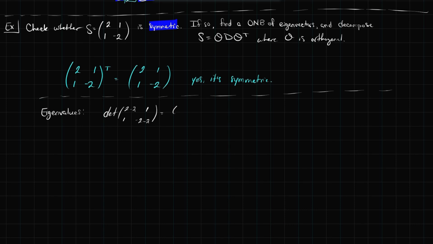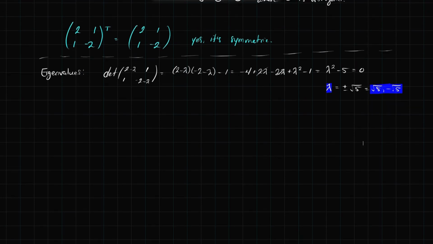I've got 2 minus lambda times negative 2 minus lambda, minus 1 squared. It's going to give me negative 4. Then I'll have a plus 2 lambda and a minus 2 lambda. Then I'll have lambda squared, and I'll have minus 1. This gives me lambda squared, the 2 lambdas cancel, minus 5 is equal to 0. I recover that lambda is equal to plus or minus the square root of 5. Those are my 2 eigenvalues. And yes, those are both real numbers. Let's go ahead and find eigenvectors.